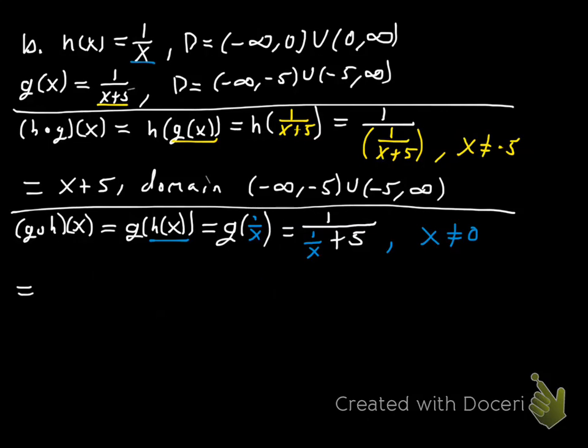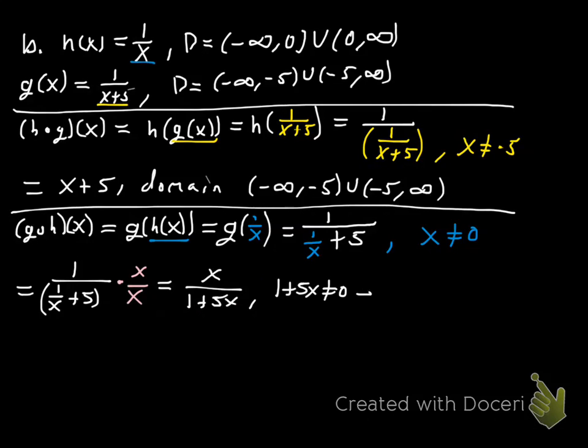X can't be 0. And this one's a little bit trickier. I have to go ahead and multiply by the LCD, or LCM, which is x. So we're going to fraction bust. It's x over 1 plus 5x. And we still have a denominator here, so I've got to make sure that's not 0. So we're going to set the denominator not equal to 0.